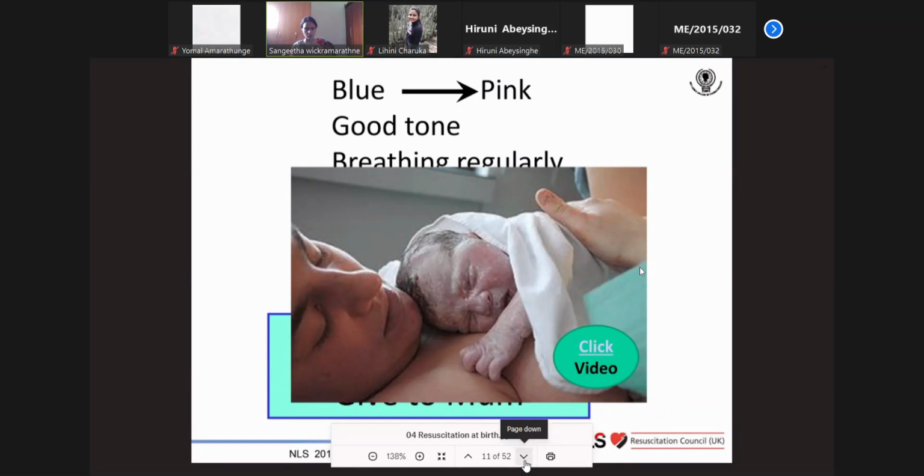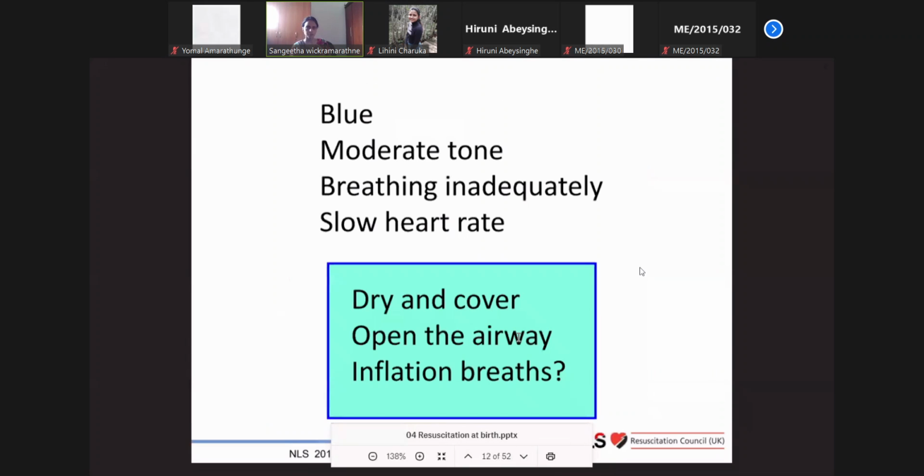It has its own advantages. If you are interested, you can read, except for this temperature regulation, right? So now this baby having blue color, moderate tone, breathing inadequately. There are some breaths, but they are not regular, right? And slow heart rate, less than 100. So what can you do? So where can this baby be in that graph I showed you?